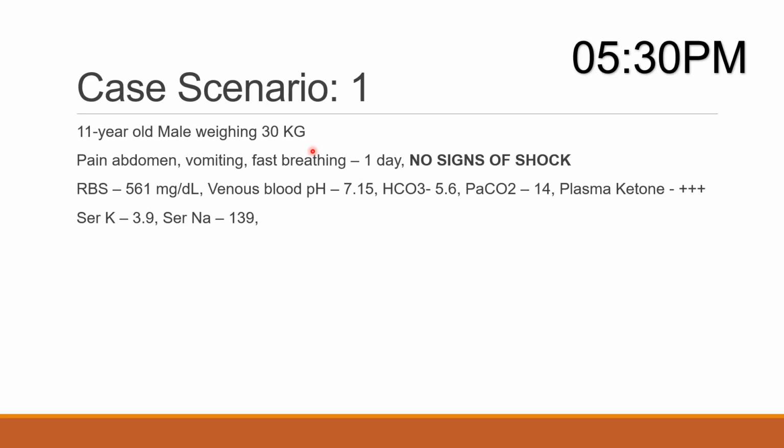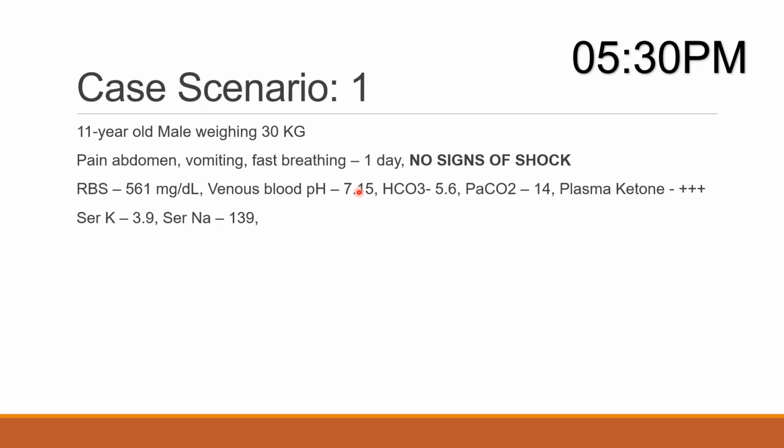So this is the first case scenario. This is an 11-year-old male who weighs 30 kg, who has presented to you with pain abdomen, vomiting and fast breathing for 1 day, and there are no signs of shock. The RBS or random blood sugar is 561 milligram per deciliter. The venous blood pH is 7.15, bicarbonate is 5.6, PCO2 of 14, and the plasma ketone level is triple plus. The serum potassium is 3.9, serum sodium is 139. So with this, I hope there is no confusion in diagnosis, that the patient is a case of diabetic ketoacidosis.